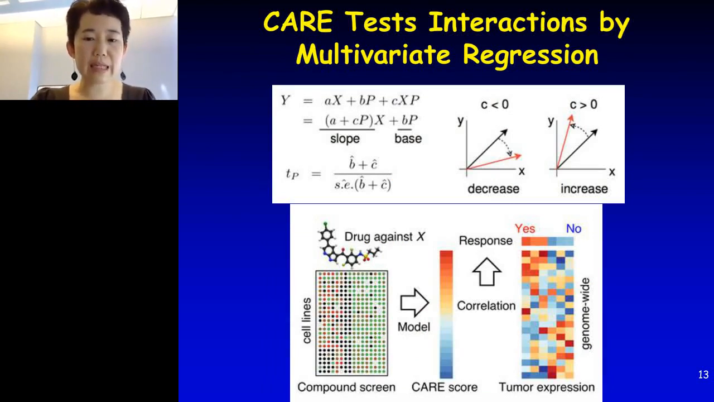And so every gene has a score, and later on, if somebody has a cell line or a tumor, based on the genome-wide gene expression, we can correlate this genome-wide signature with the CARE score, which is also a genome-wide signature. If we see good correlation, we can predict that this patient will respond to the drug. Whereas if the tumor or cell line doesn't have good correlation, we will predict that it won't respond to the drug we're interested in.